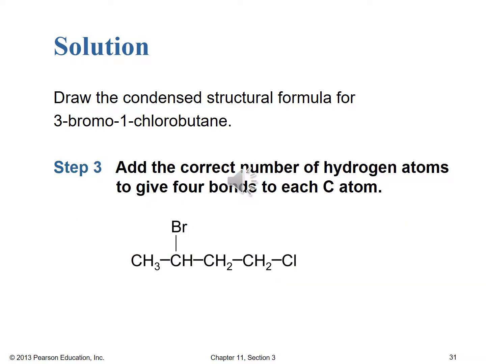Finally, if you go ahead and add the correct number of hydrogen atoms to give 4 bonds to each carbon, we end up with the structure below. So hopefully that condensed structural formula was not too bad to interpret from the name. And hopefully if you're really wanting to check and gauge how you're doing in the course so far, try drawing these as skeletal structures and see how that goes for you.